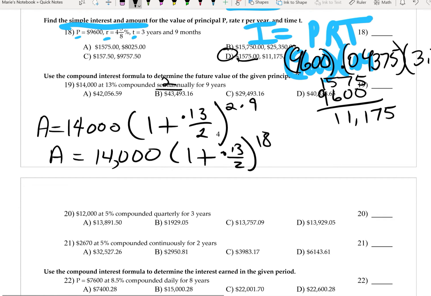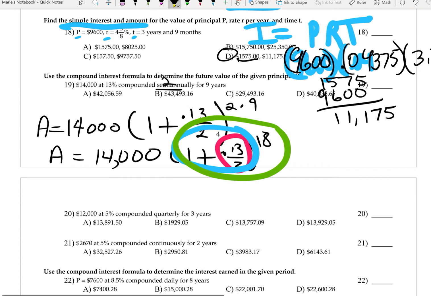If you remember, I always say start with the 0.13 divided by 2, obtain that value, add 1. So you start small, then you go big, you add 1. Now we raise it to the 18th power, and then we finish it off by multiplying by 14,000. So for number 19, the final answer should be B, 43,000 and change.